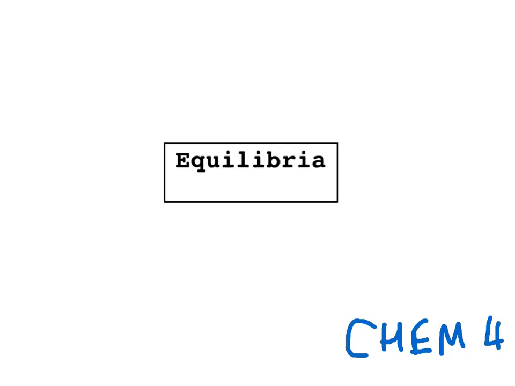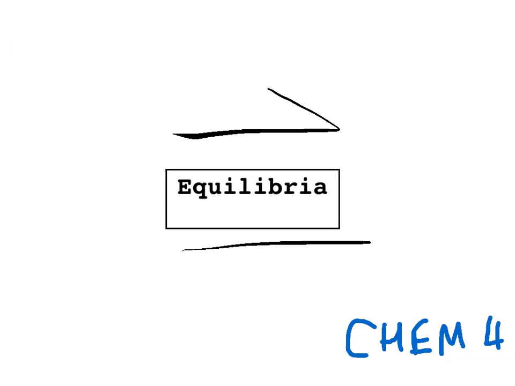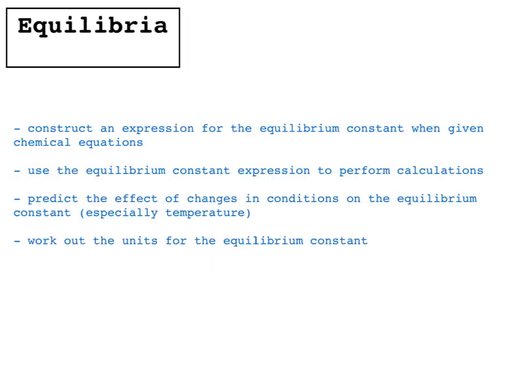This video is on Equilibria. The aims for this video are to be able to construct an expression for the equilibrium constant, that is Kc, when given chemical equations. Use this Kc expression to perform calculations, to predict the effect of changes in conditions on the equilibrium constant, particularly temperature, and to work out the units for the equilibrium constant. They change depending on the equilibrium expression.